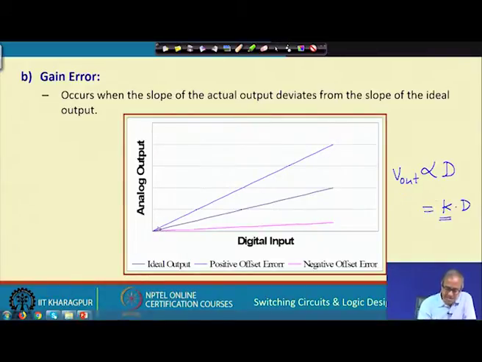If K changes, here I am showing it as a straight line, but actually these are the steps. I am showing it as a straight line approximately. So, what will happen? The slope of the straight line will change if the value of K changes. This is called gain error. Suppose this black one is the ideal output. So, if there is a positive gain error, you will be moving in this direction. If it is a negative error, you will be moving in this direction. Slope will change.